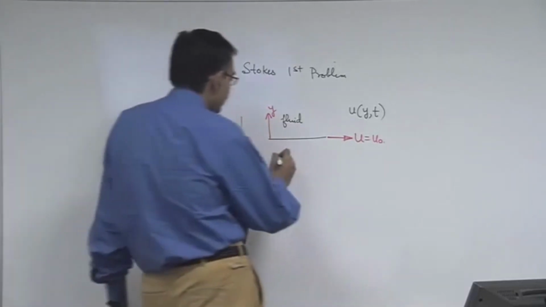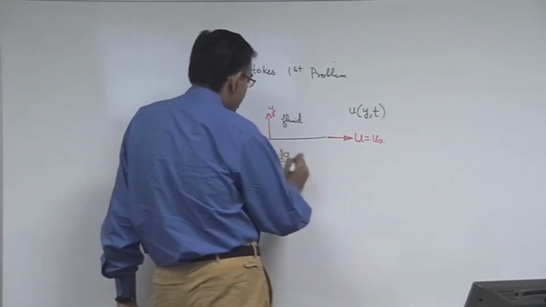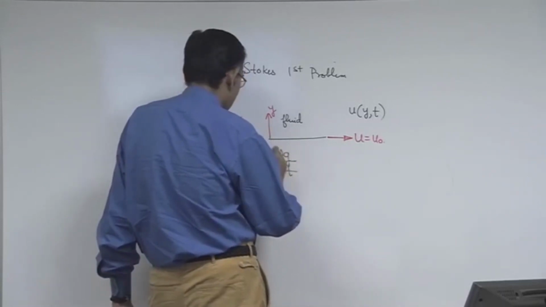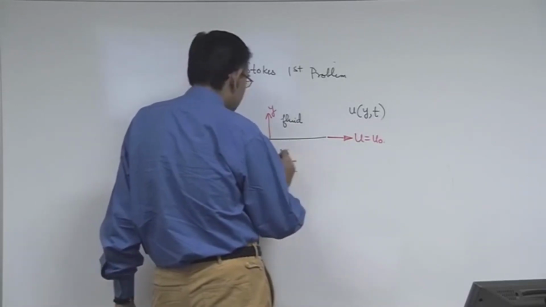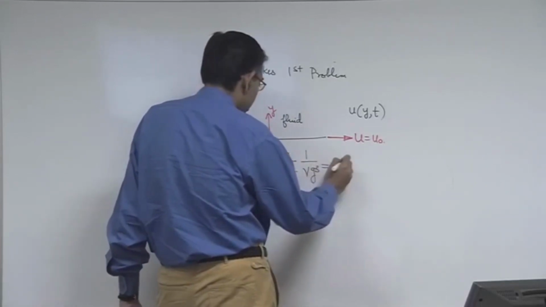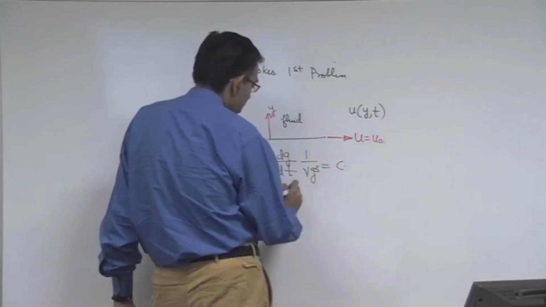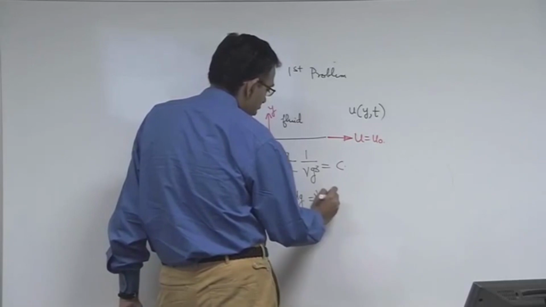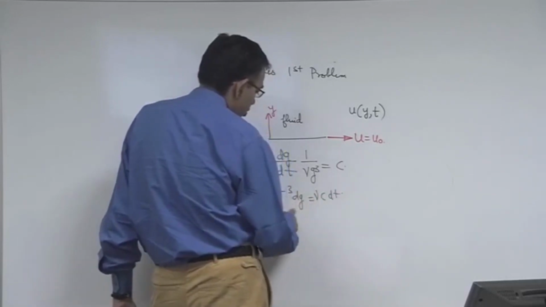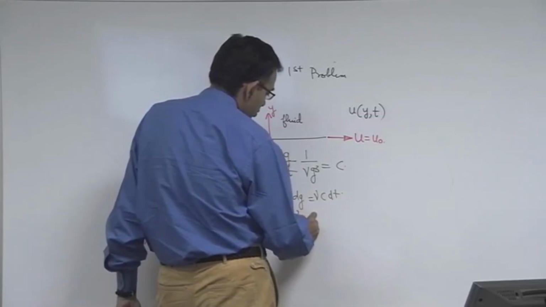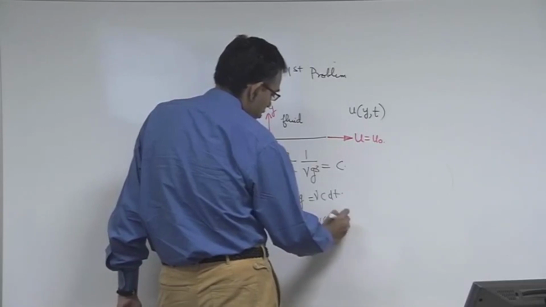So, we can write g dash is dg dt, then g dash by nu g cube is equal to C. So, g to the power minus 3 dg is equal to nu C dt. So, g to the power minus 2 by minus 2 is equal to nu C t plus C 1.